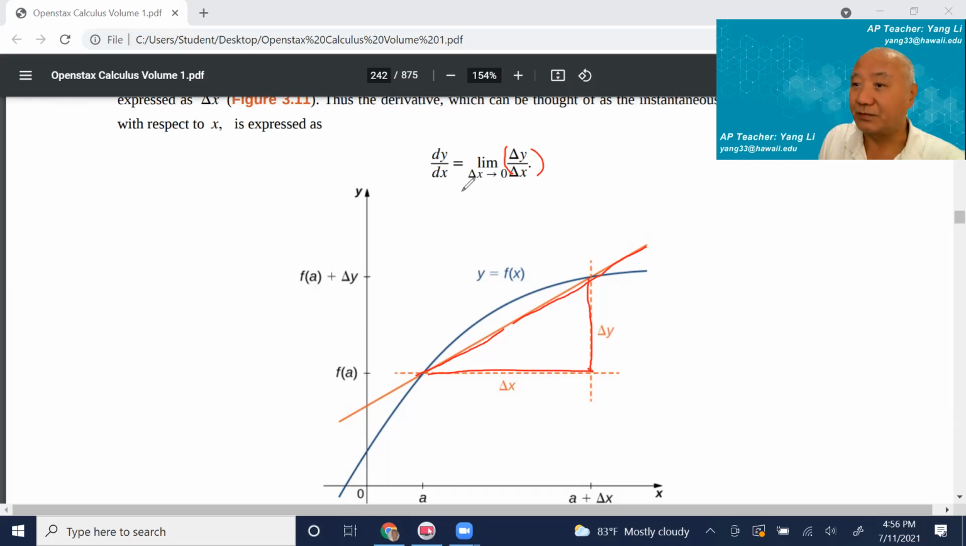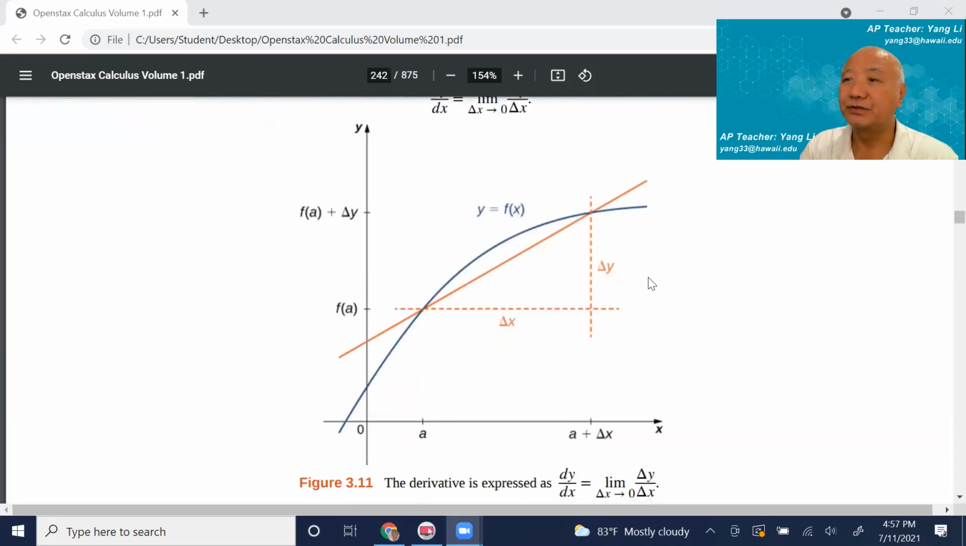But when delta x approaches 0, this point moves along the curve from here to here, until we get what? Until we get this tangent line, right? So that tangent line slope will be dy/dx. That's the derivative of f(x), okay? Here we just mentioned something about the different formats. That's not a big issue, all right? Now, let's move on.